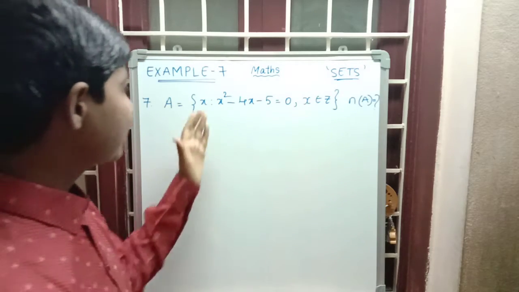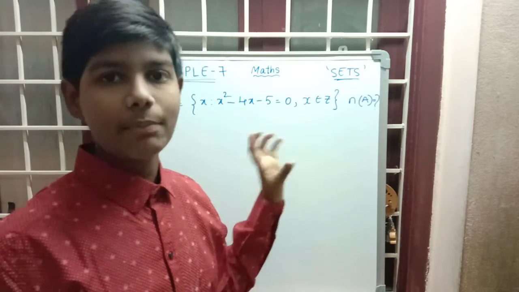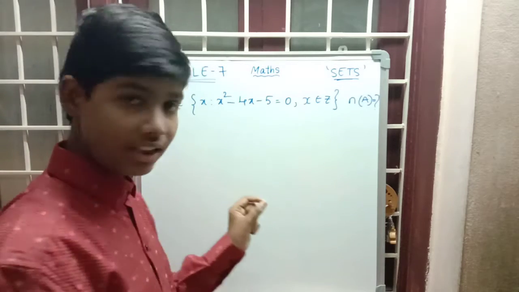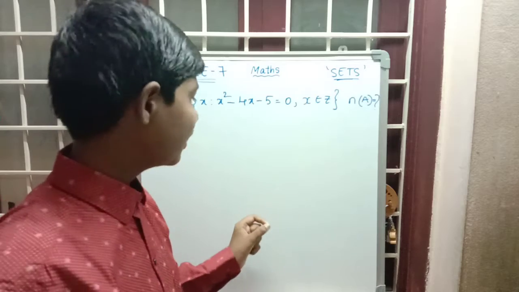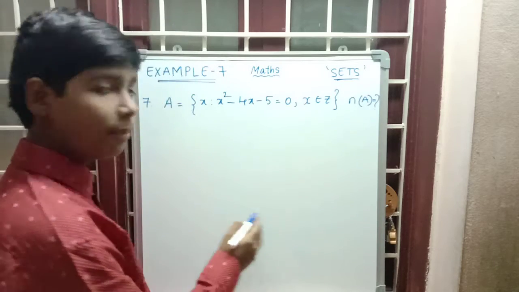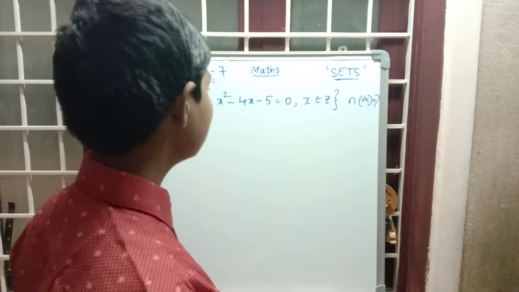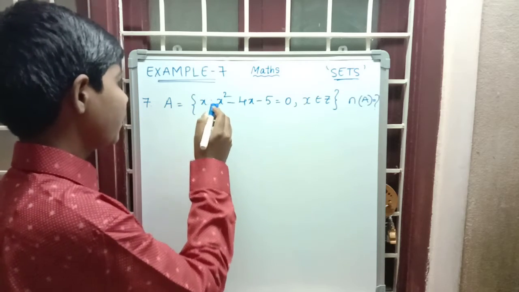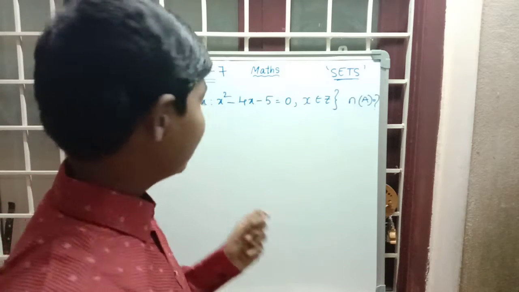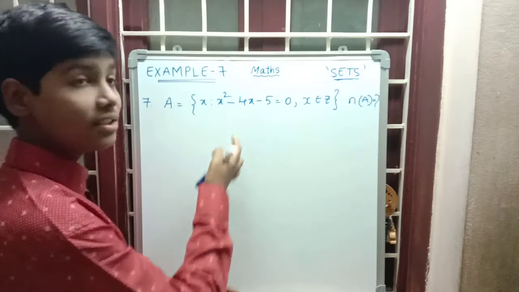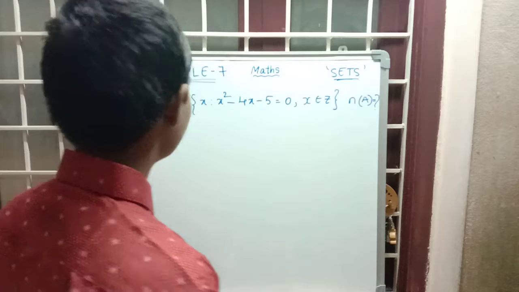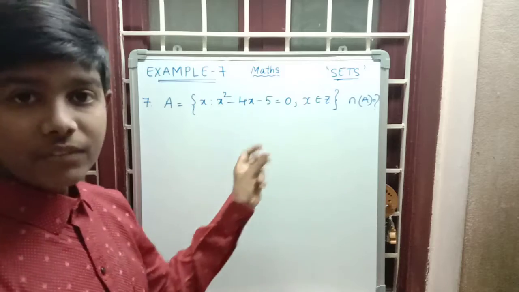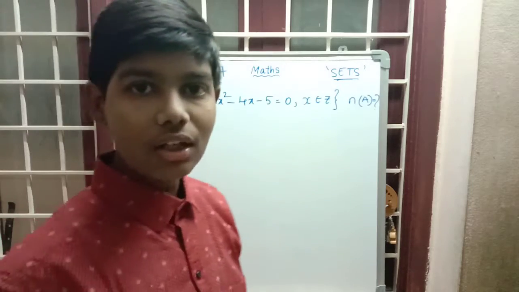First of all, this set is given in the set builder form. As I said, roster form means a set where numbers or letters, which we call elements, are written with commas. But here we have this colon, which means "such that", and one variable, x. Here x square minus 4x minus 5 is equal to 0. This set builder form we have to convert into the roster form.